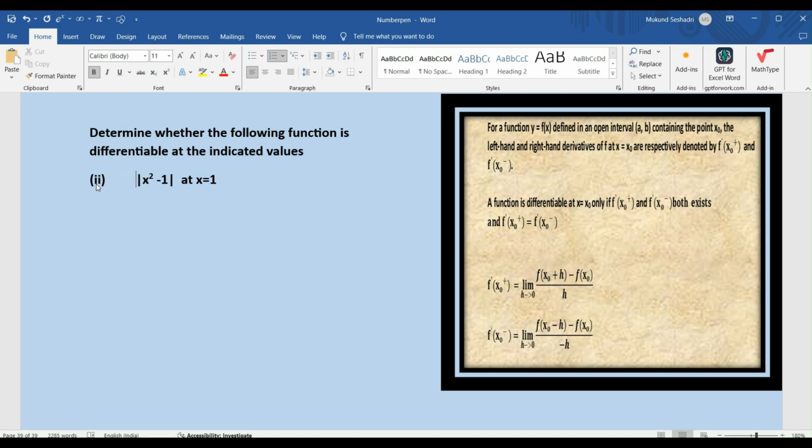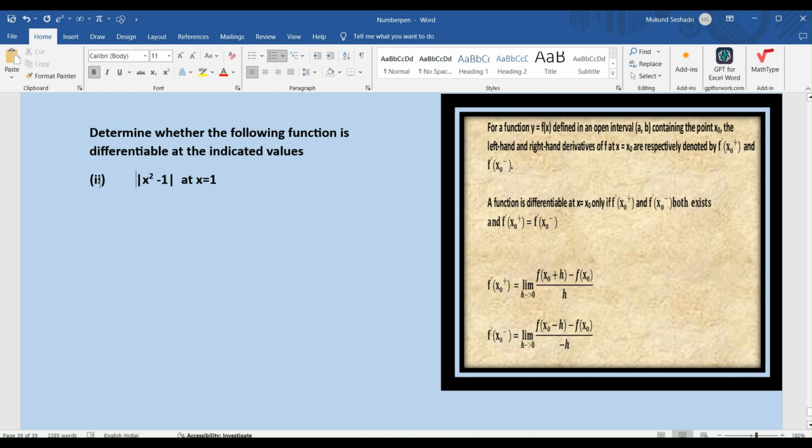So we have the problem on our screen. Determine whether the following function is differentiable at the indicated values. Mod of x square minus 1 at x equals 1, right? So my f of x equals mod of x square minus 1.